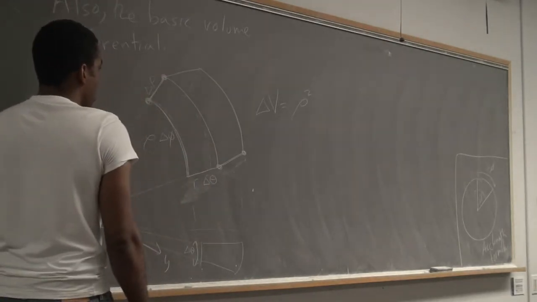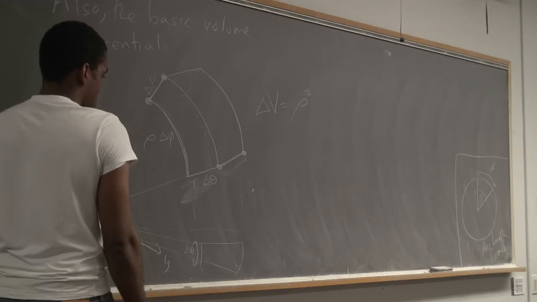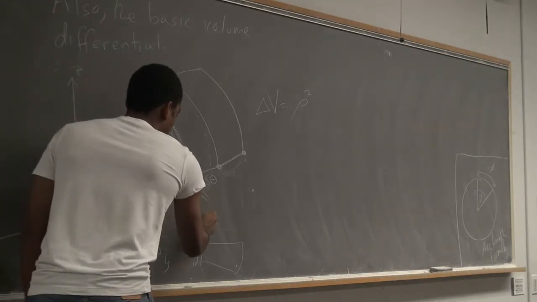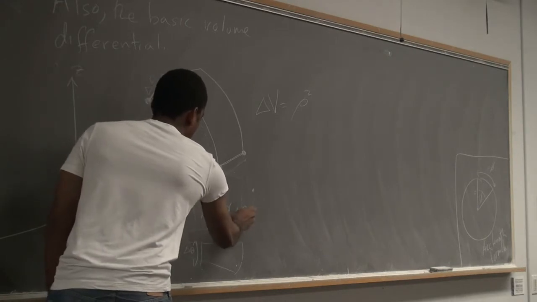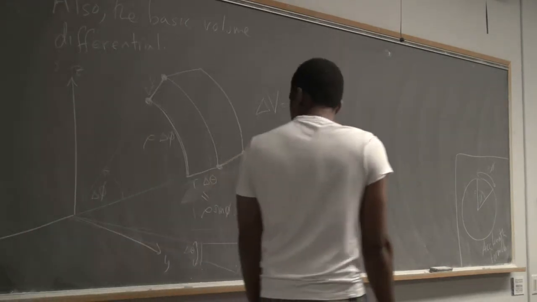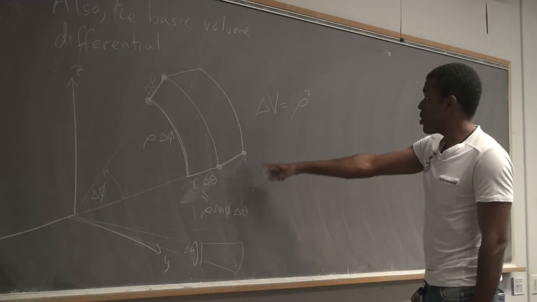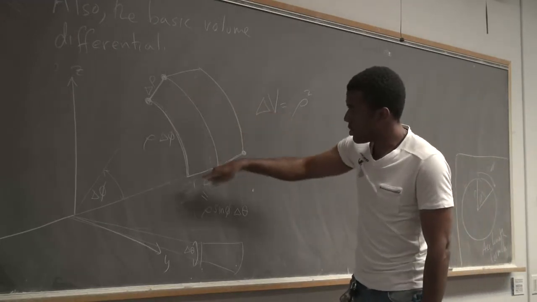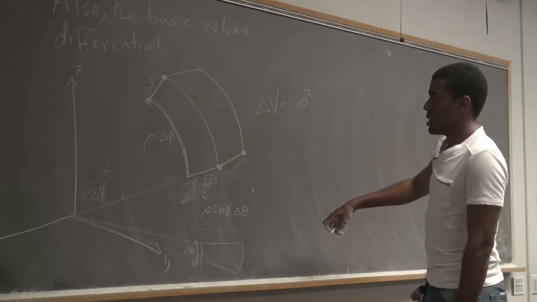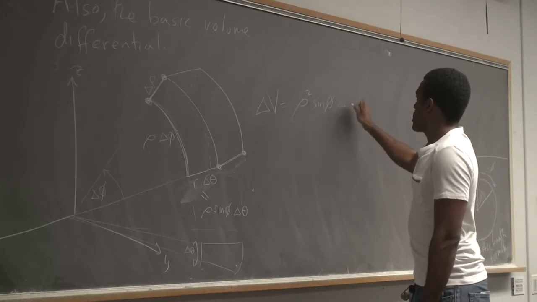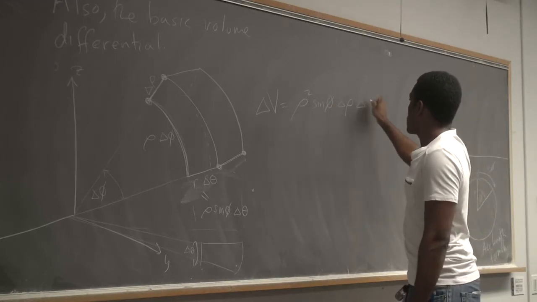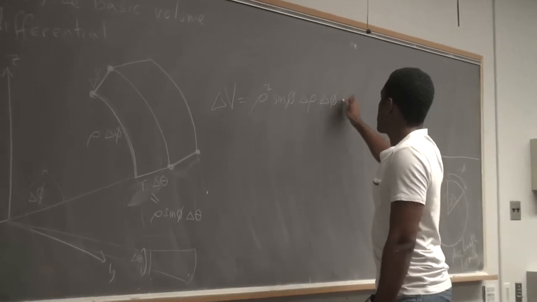But my r I know is what? Just rho sine phi, right? Okay, so that's actually the right thing. So now here, if I multiply this by that, I would actually get rho squared sine phi delta rho delta phi delta theta.